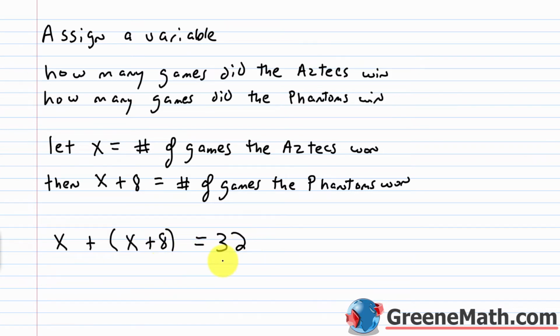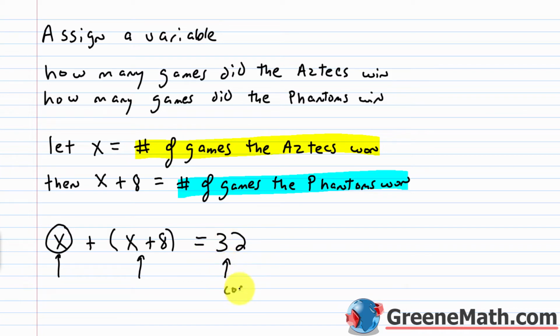So that's how you go through and set up your equation. Again, this is the number of games that the Aztecs won. And then this is the number of games the Phantoms won. If I sum those two amounts together, their combined wins, I get 32. Right? This is the combined.